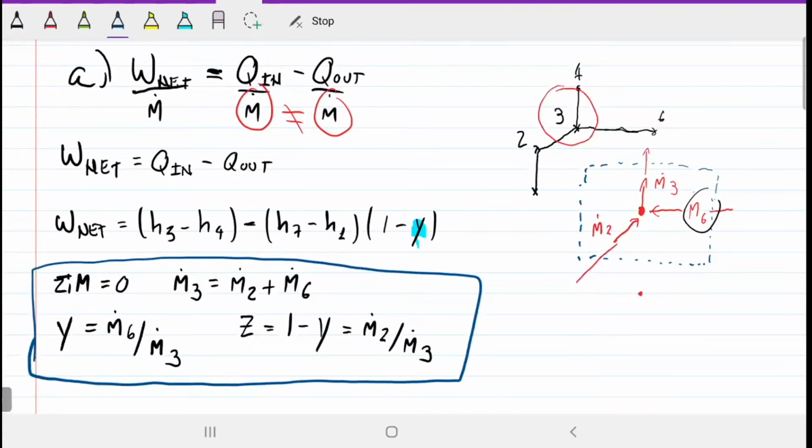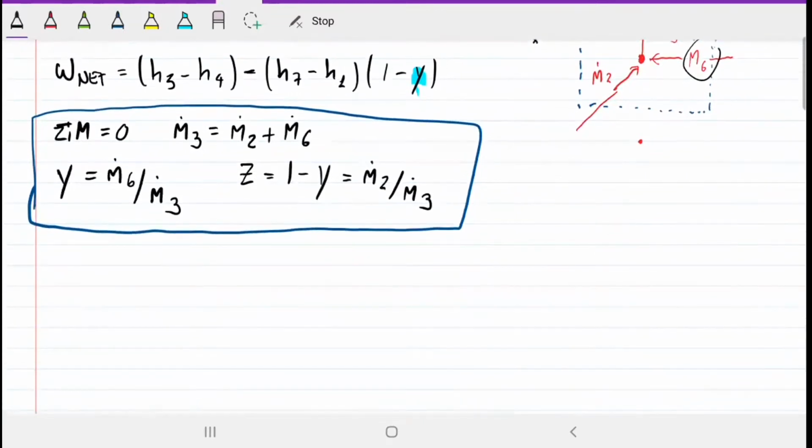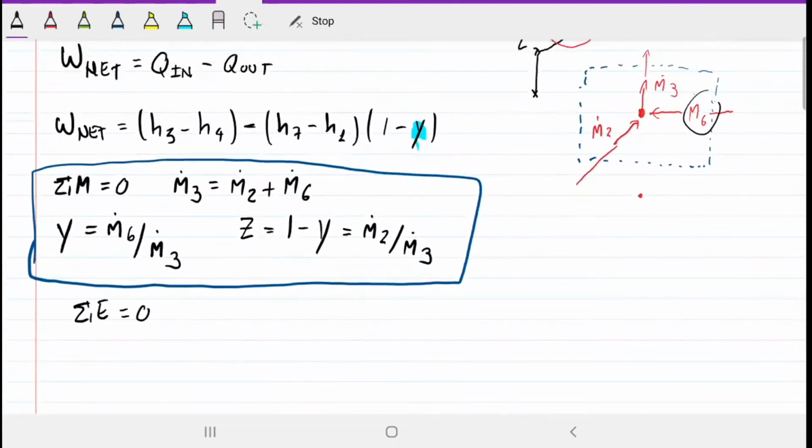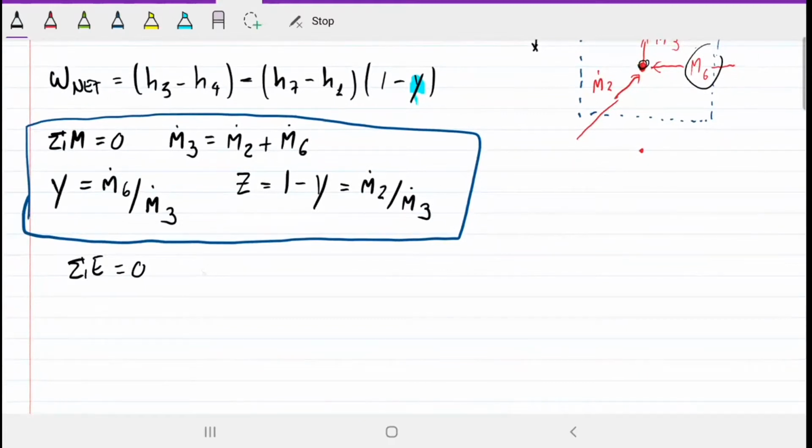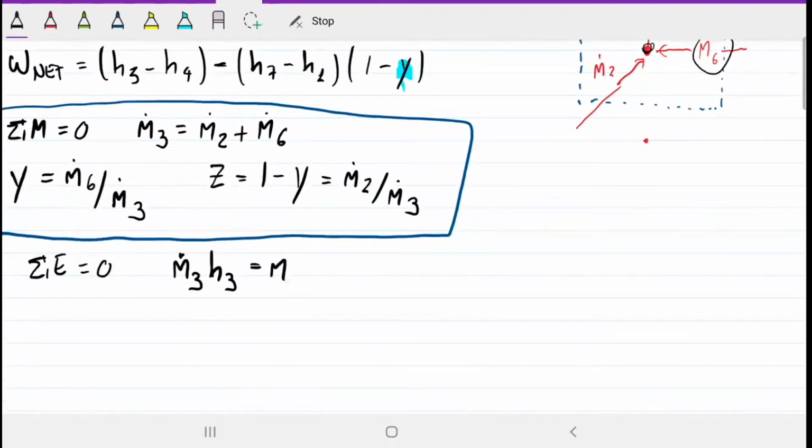And our energy balance, which is the next thing we're going to do, says that all the energy going into this control volume has to be equal to the energy that's leaving, right? Because we can't create or destroy energy, the energy going in is the same as the energy leaving. So we can do energy rate in this case: the power leaving from state 3 has to be equal to the power coming from state 2 plus the power coming from state 6.